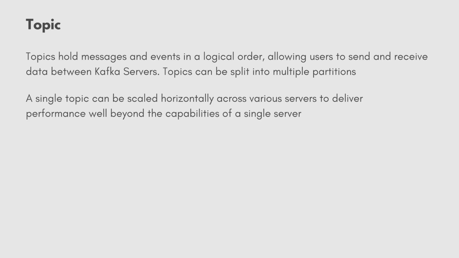And a single topic can be scaled horizontally across various servers to deliver pretty great performance, well beyond the capabilities of just a single server. So what this means is, how we talked about how there can be multiple brokers in a cluster, a topic can be spread out horizontally across all of those brokers. So instead of having a single topic on one broker, where if that broker goes down all the information is lost, we can spread out that information throughout multiple brokers, so that information is scaled horizontally and we don't have a single point of failure. It can be spread out across many brokers.